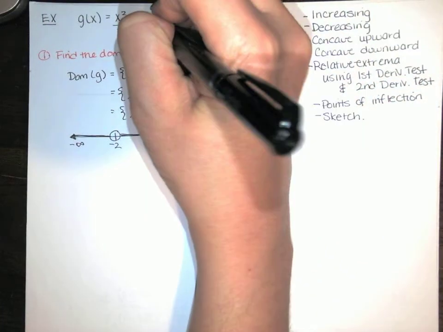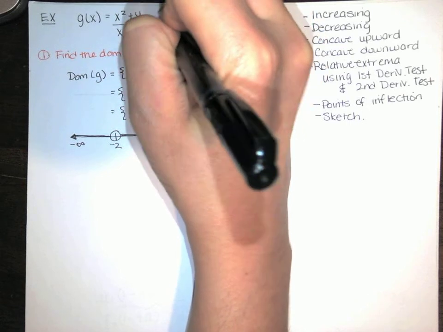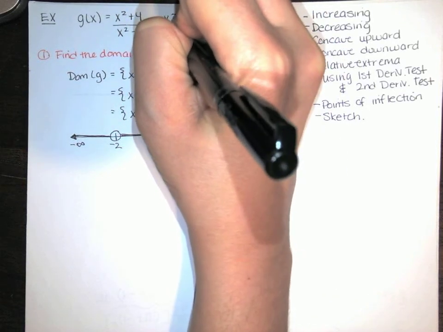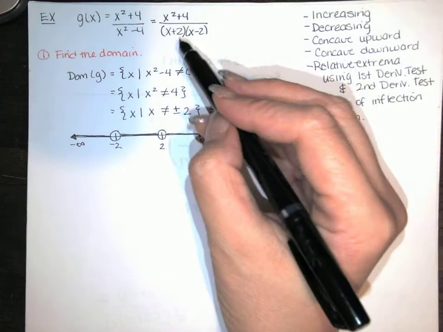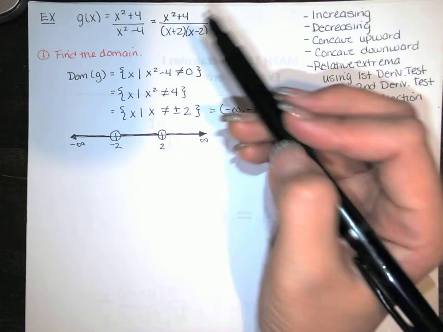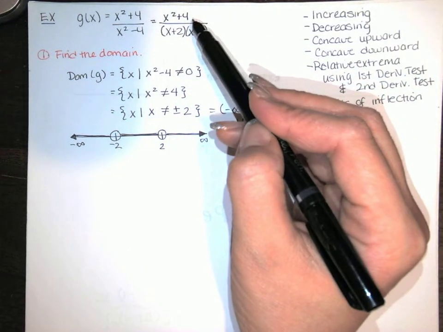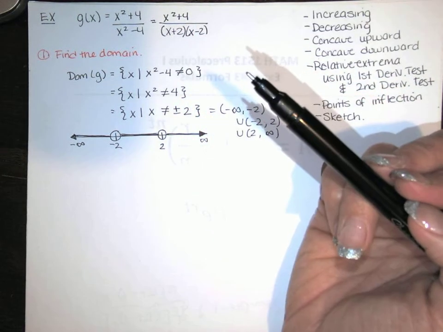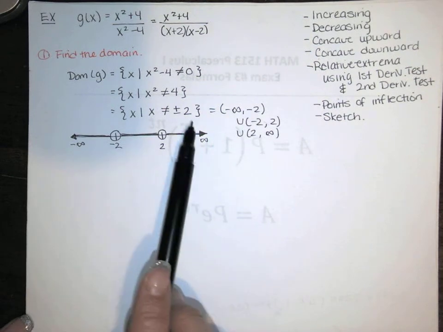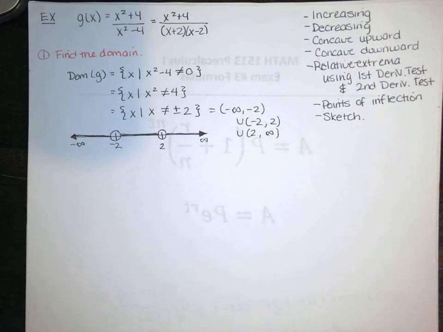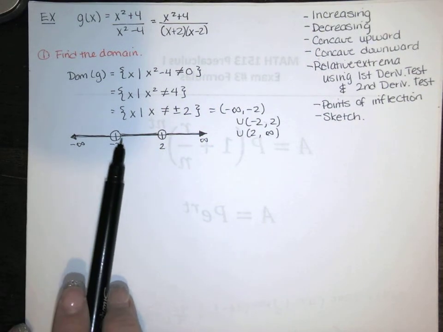Even if I factor this as much as possible, that denominator factors to x plus 2, x minus 2, the numerator doesn't factor. So we can't just reduce these factors and then take a limit from there. So we don't have any removable discontinuities here. These x values correspond to asymptotes. So keep that in mind.